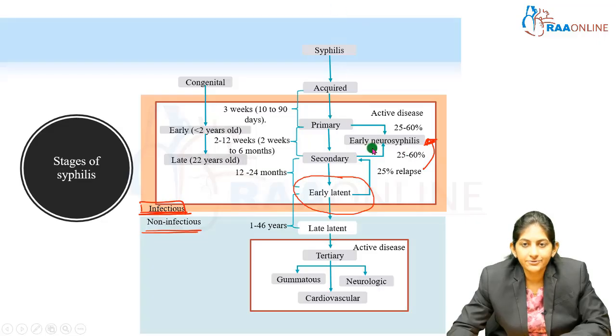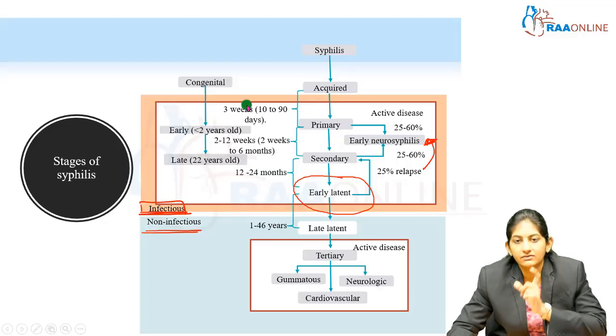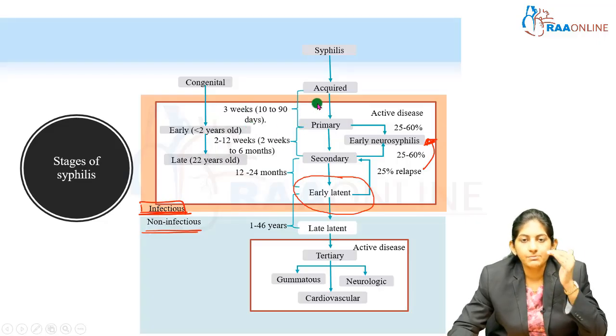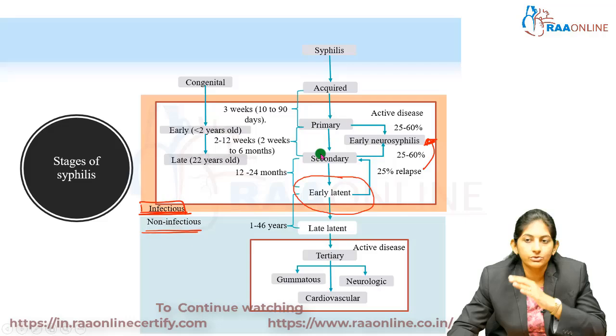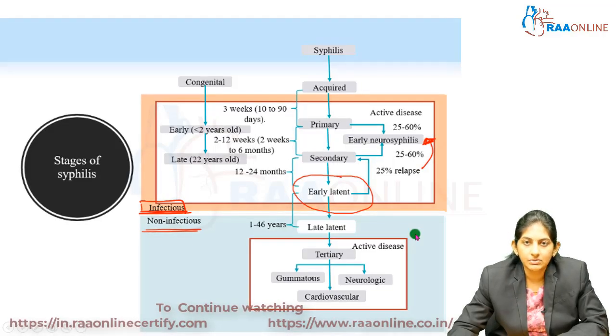Each phase will have a time limit. As you can see here, to develop the primary lesion, it takes the incubation period, that is 3 weeks to maximum 3 months. From primary to secondary stage, it can take around 2 weeks to 6 months. Primary is only a chancre. To develop systemic symptoms, it can take up to 6 months also, and then they enter into this latency phase. Just remember this flow chart.